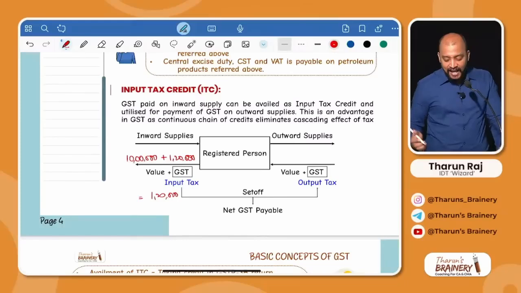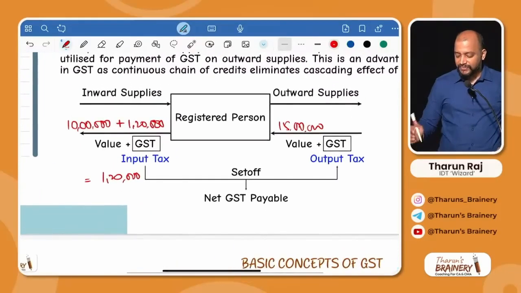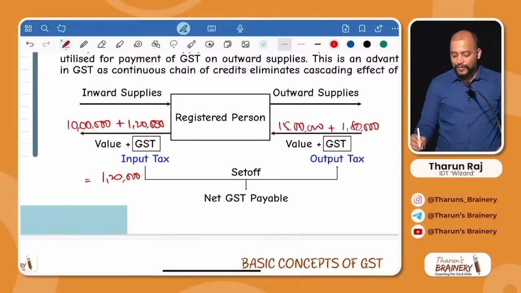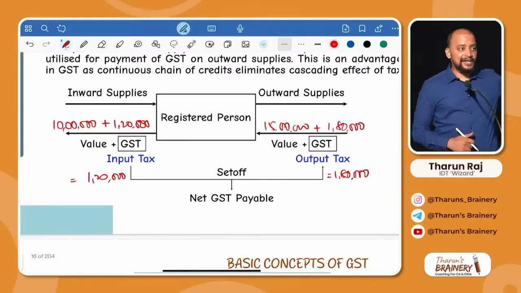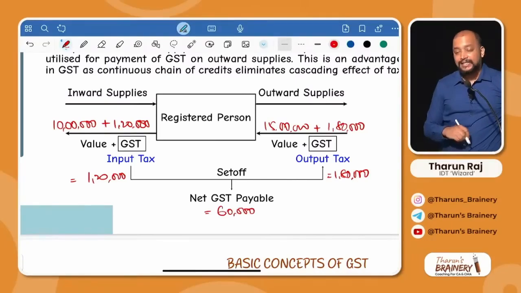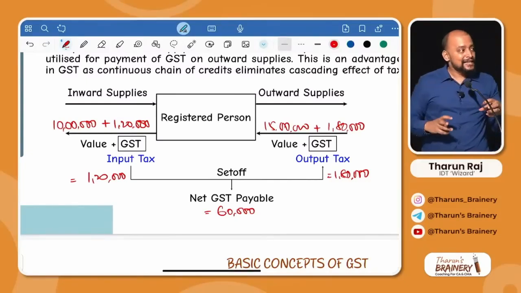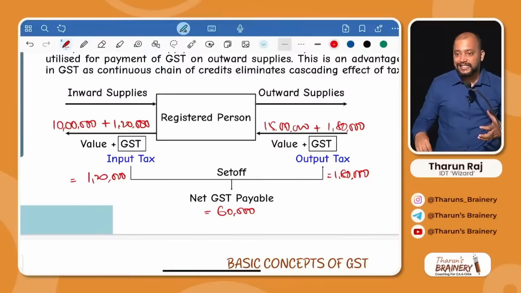On outward supply, we have a liability. Say the liability is 15 lakhs plus GST 1,80,000. So this 1,80,000 GST on sales is known as output tax. Got it? Now I have an input tax 1,20,000 which I can adjust against the output tax 1,80,000. So what will be the net GST payable? 60,000. Is it clear here? 1,80,000 minus 1,20,000. I will set off here. 60,000 rupees will be taken as the net GST payable.